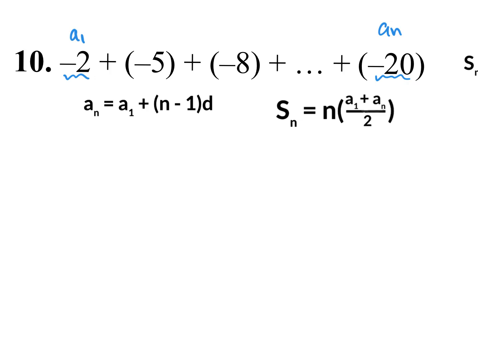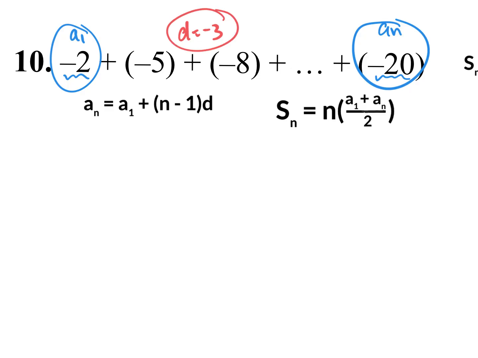And the common difference could be found by simply doing -8, take away a -5. So that's really a -8 plus 5, which would be a -3, or -5 minus a -2, which is really a -5 plus 2, which is still -3. Okay, so the common difference is -3. So far we have three things. We have a sub 1, we have a sub n, you have the first number, you have the last number, and you have that common difference of -3.